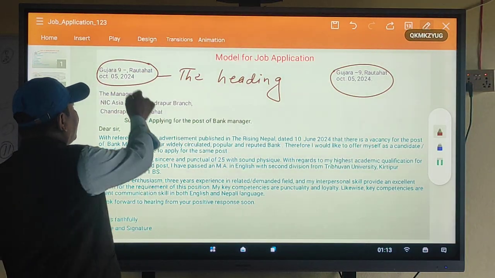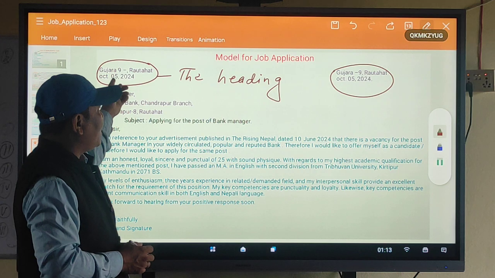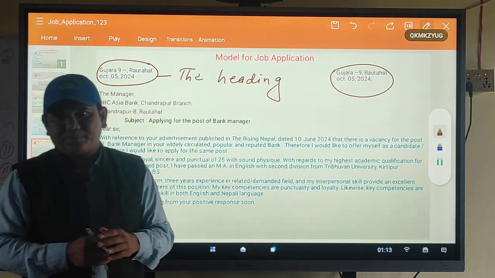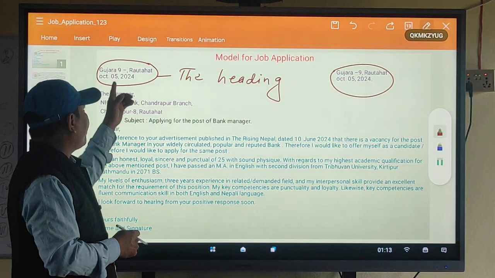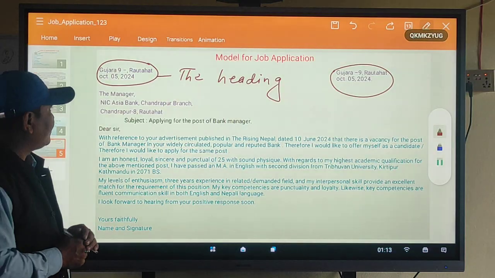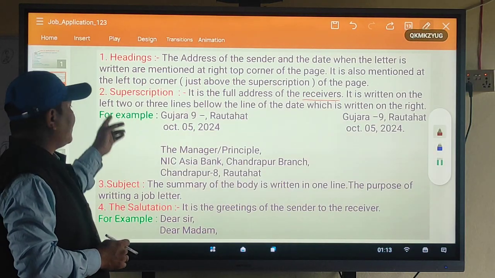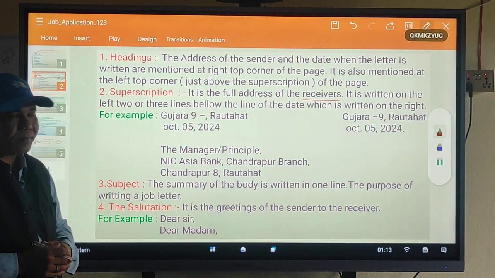This is called the heading part. Okay? This is called the heading part. You can write on both sides, but I recommend all students to write on the right side. Okay? Okay, now let me explain the second step, superscription.